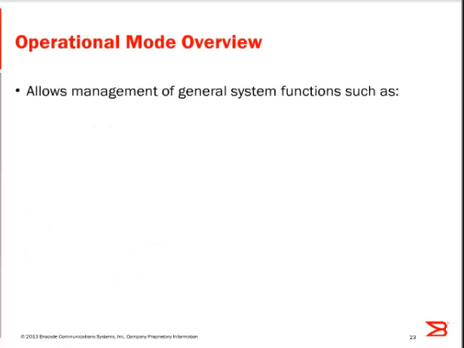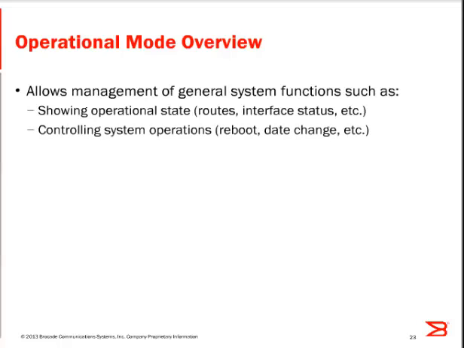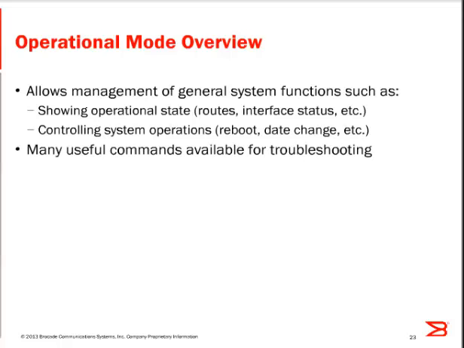Operational mode is used to manage the general system functions of the vRouter. One major activity that is performed in operational mode is using the show command to display operational state information. The show command is used to show routes, show interface status, and more. Operational mode is also used to control system operations, such as rebooting the system, changing the date, and other functions. Many useful commands are available in operational mode to help with troubleshooting.